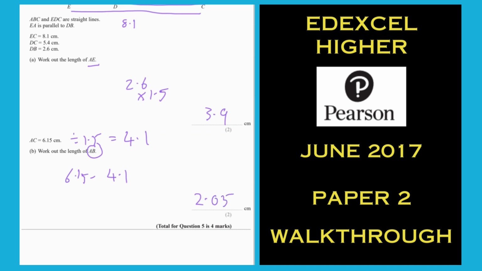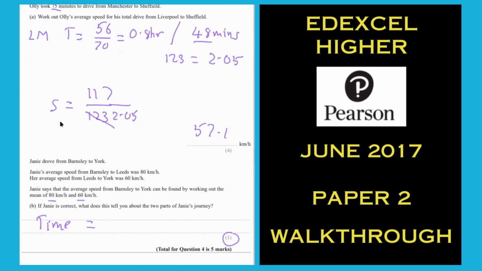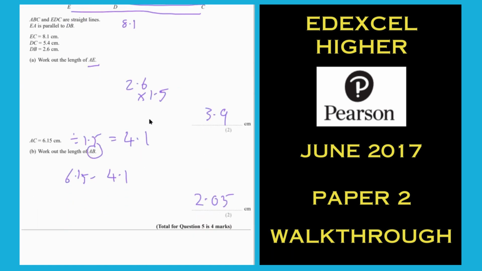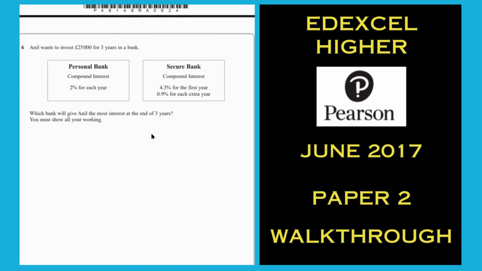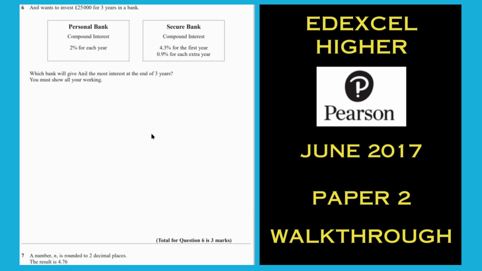2.05. Must admit, I'm quite flummoxed. By coincidence, they've got 2.05 here and here. I think someone got certain numbers fixed in their mind when they were writing this paper, but there we go.